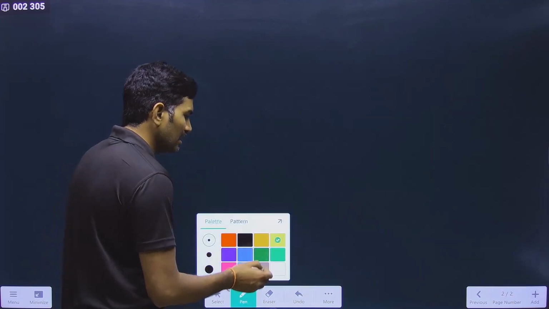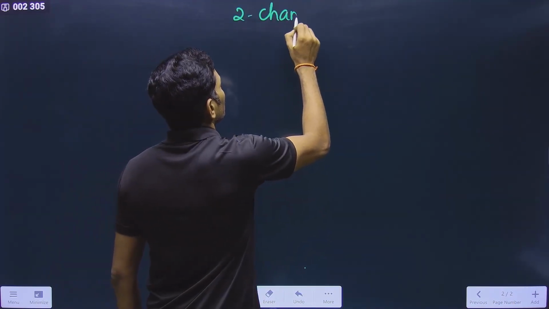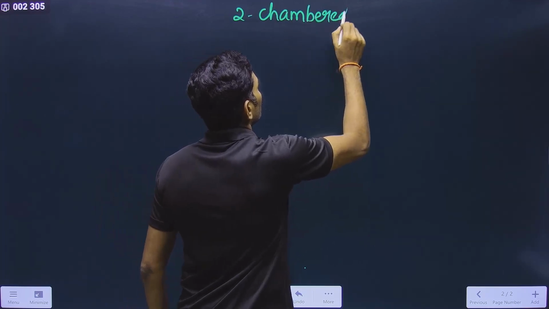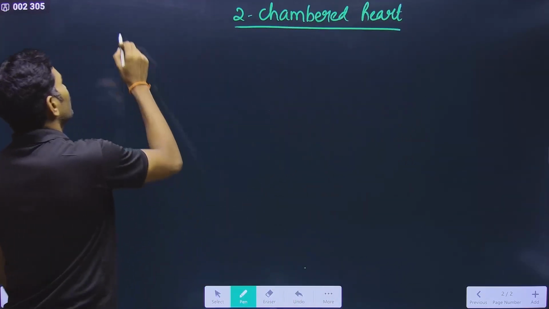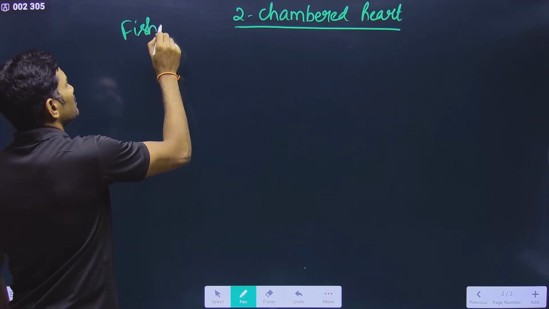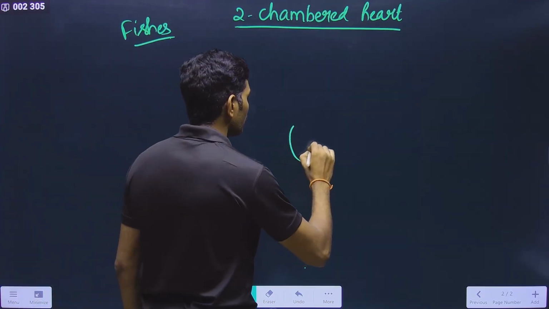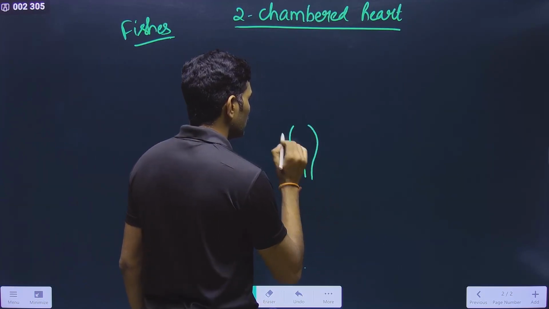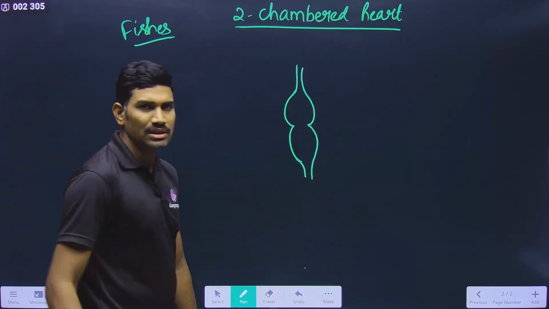Now let us see here. In the case of 2-chambered heart, so where we are observing this? In fishes. So only 2 chambers are present. This is one chamber and this is another chamber. That's it. Only 2 chambers are present.